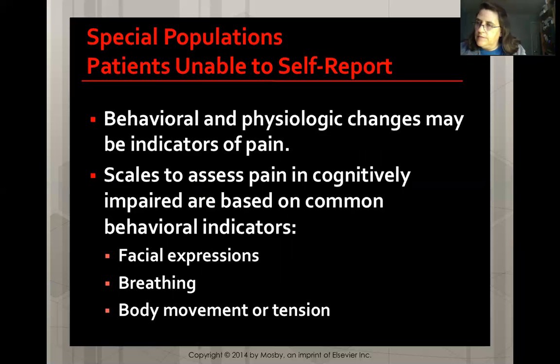Many illnesses and conditions affect a patient's ability to report pain. The older you get, the more likely you are to have some of these conditions, things like Parkinson's, multiple sclerosis, cerebral vascular disease, CVAs, psychosis, delirium. We have scales to assess pain in the cognitively impaired, and they're based on common behavioral indicators, things like facial expressions, breathing, body movement, or tension. Be aware of those.